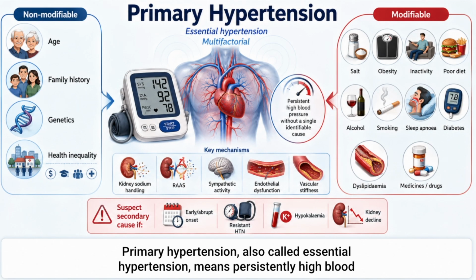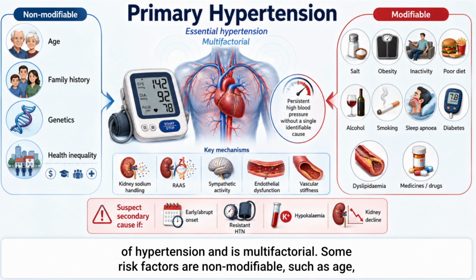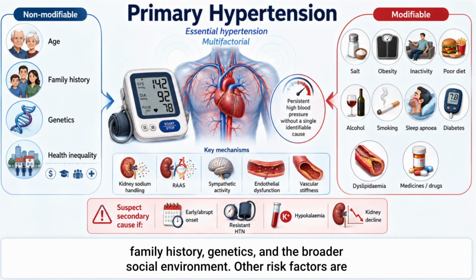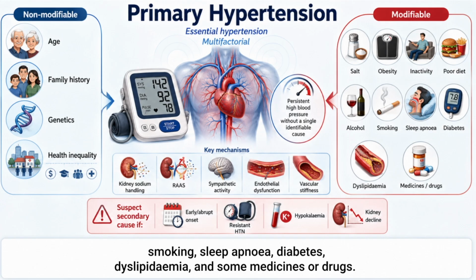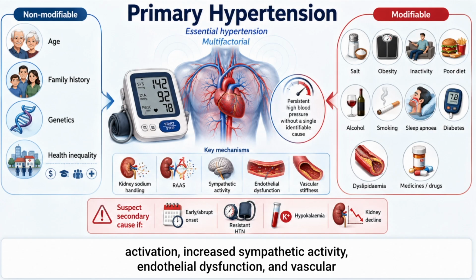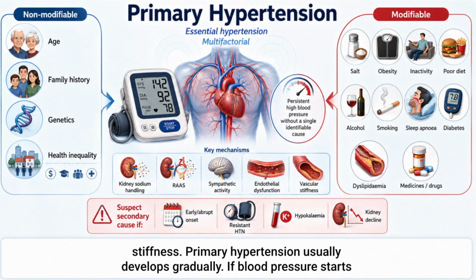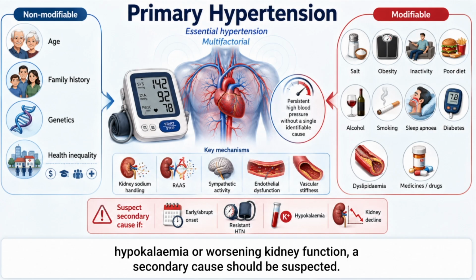Primary hypertension, also called essential hypertension, means persistently high blood pressure without one single identifiable secondary cause. It is the most common type of hypertension and is multifactorial. Some risk factors are non-modifiable, such as age, family history, genetics, and the broader social environment. Other risk factors are modifiable, including high salt intake, obesity, physical inactivity, poor diet, alcohol, smoking, sleep apnea, diabetes, dyslipidemia, and some medicines or drugs. Important underlying mechanisms include abnormal kidney sodium handling, RAS activation, increased sympathetic activity, endothelial dysfunction, and vascular stiffness. Primary hypertension usually develops gradually. If blood pressure starts very early, appears suddenly, becomes resistant to treatment, or is associated with hypokalemia or worsening kidney function, a secondary cause should be suspected.